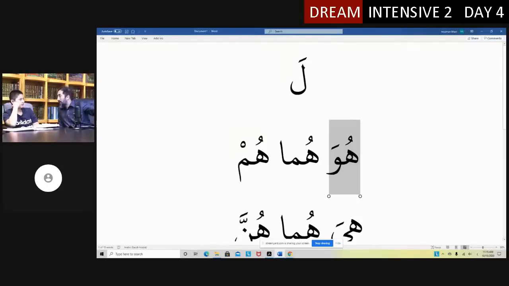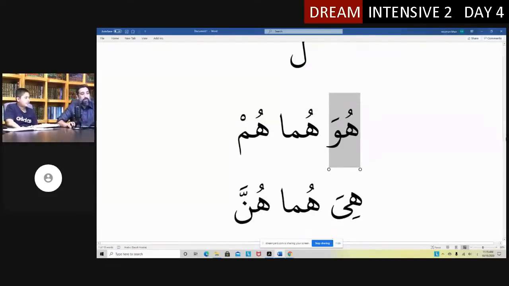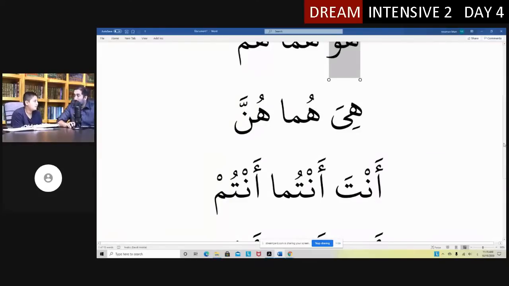Lahu ma fi samawati wa ma fi al-ard, in Ayatul Kursi. Lahu, for him. For both of them, lahuma. Lahum, for them. Laha, for her. Lahuma, for both of them. For those women, lahunna.